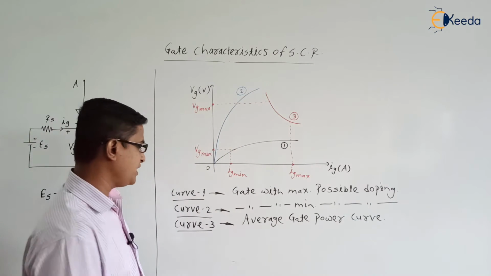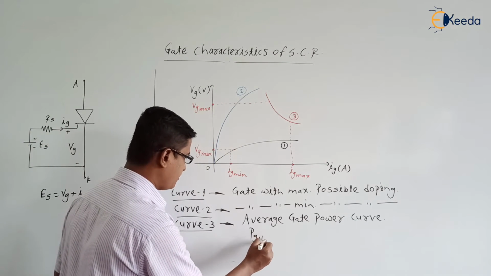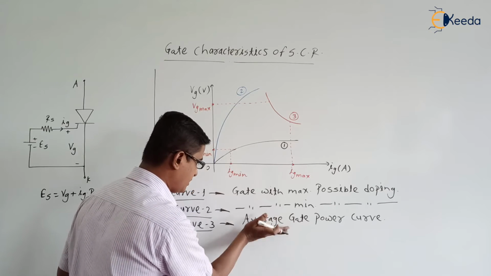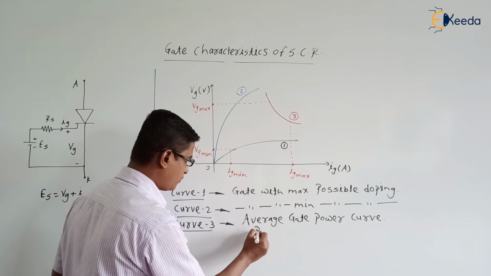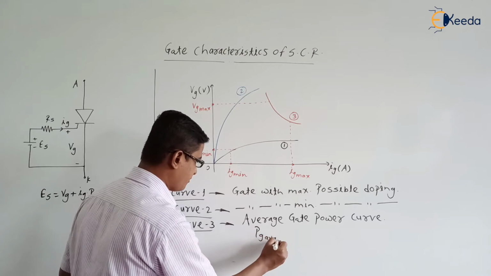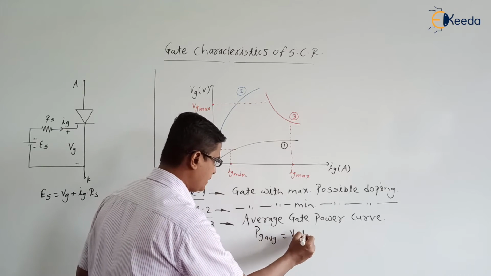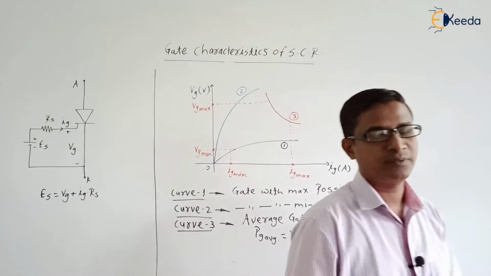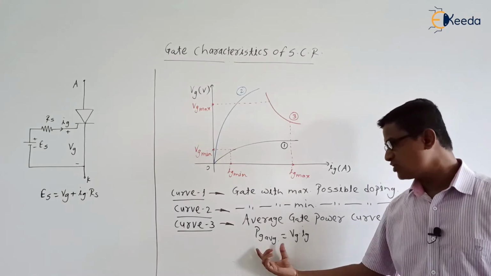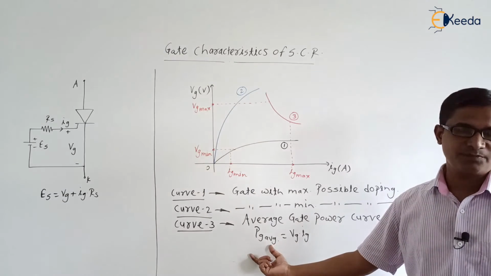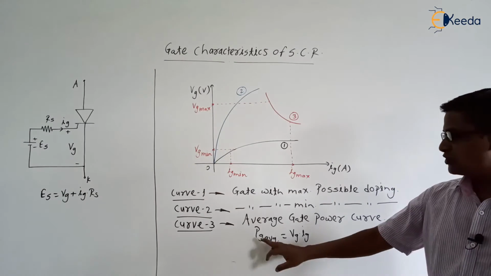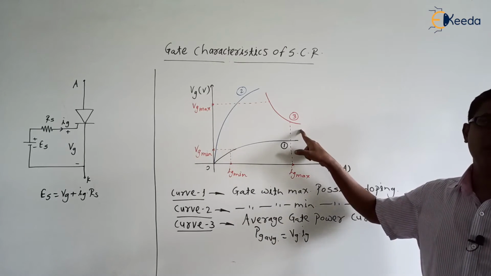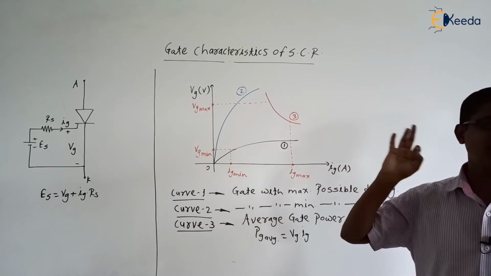Okay, so what does PG average mean? PG average is equal to Vg into Ig. So the average gate power is equal to Vg into Ig. This value will be given by the manufacturer, PG average. Once we get this value, from this value we can draw this curve. Are you getting the point? Is this clear to all?